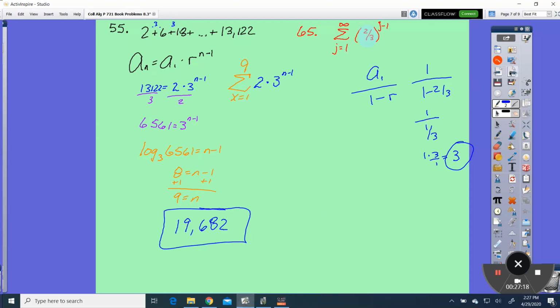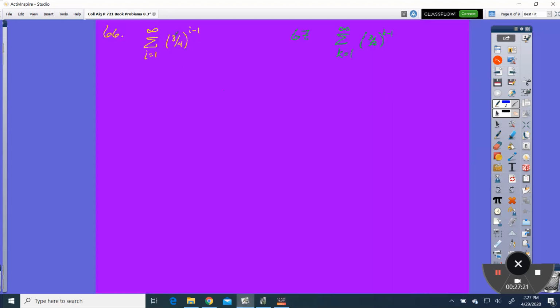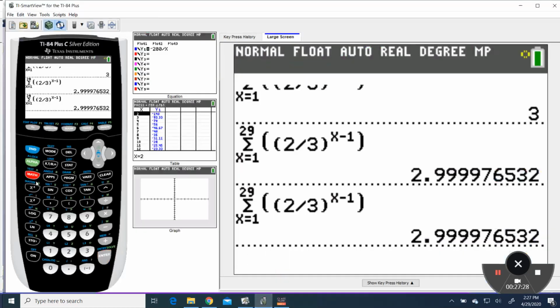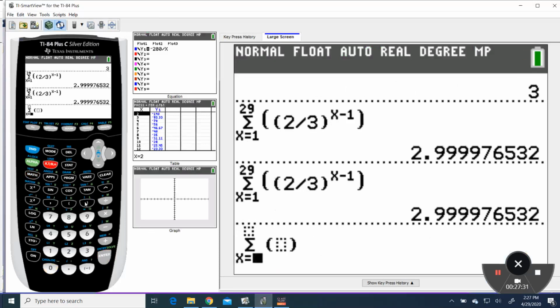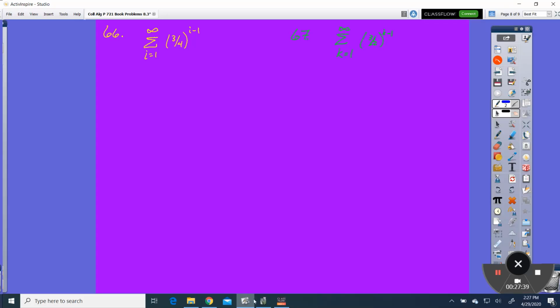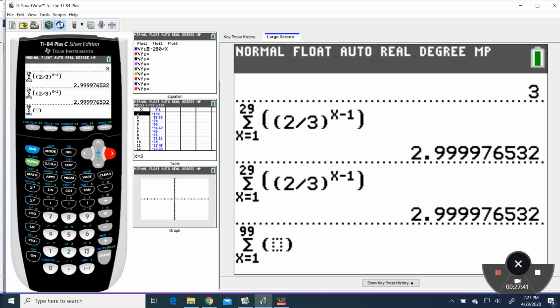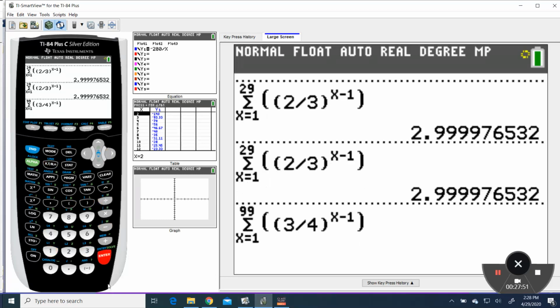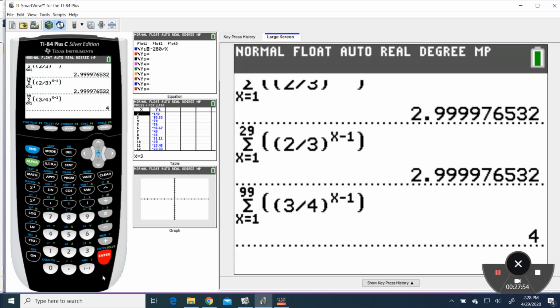Or you can use this formula. So 66, 3/4. So that's smaller than 1. So I can come to my calculator, math, 0, x, 1, 99. Do we have a number in front of that? No, just 3/4. 3 divided by 4, up arrow, x minus 1. Enter. Like I said, be patient. So it's 4.